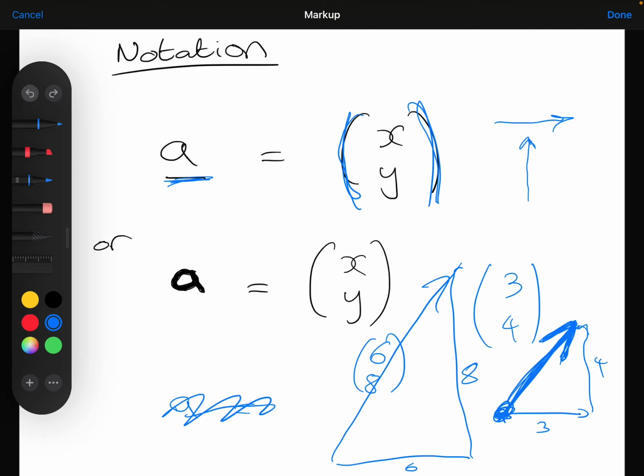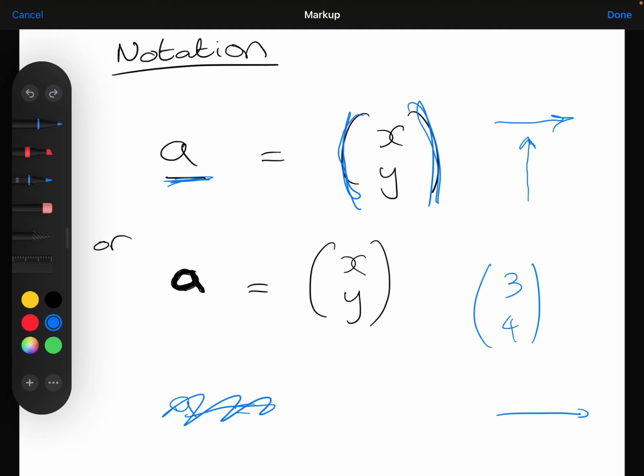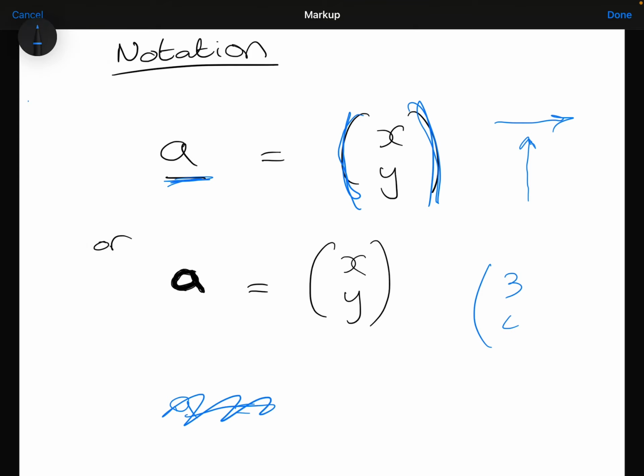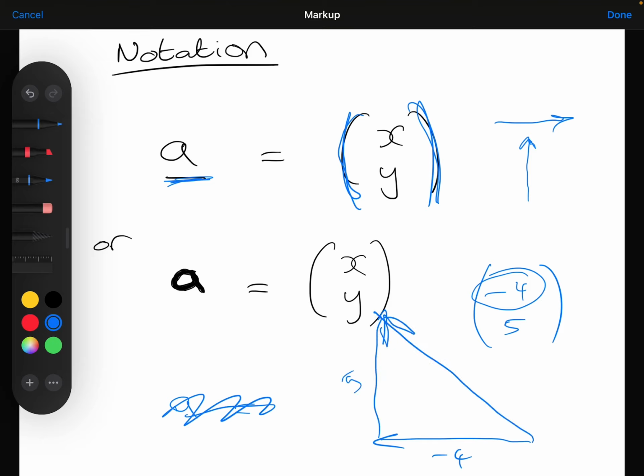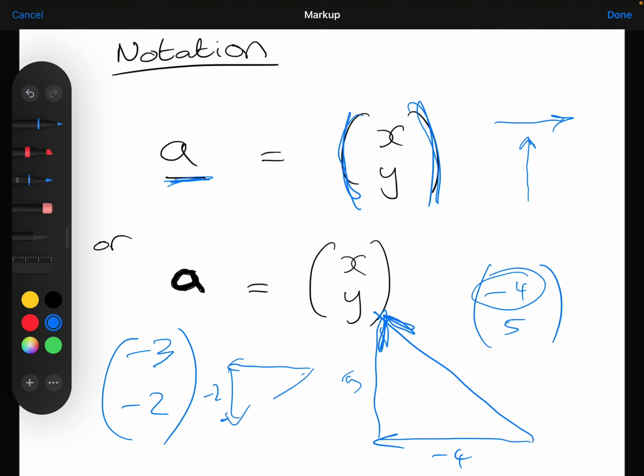If I were to have the vector, let's say (-4, 5), what would that look like? So (-4, 5). Well, the fact that the x number there is negative means I'm moving in the negative x direction, 4 squares, and up 5. So that would be like that. If I were to have the vector (-3, -2), that means I move negative 3 in the x direction and negative 2 in the y direction. So I'm moving to the left and down now.